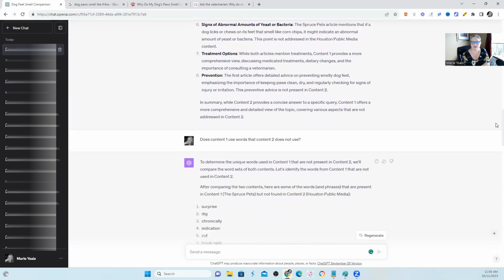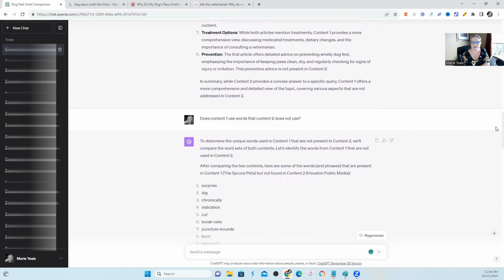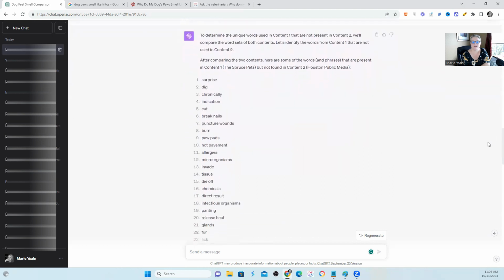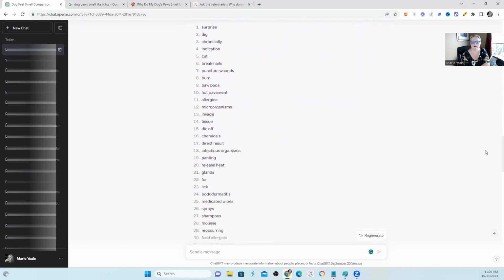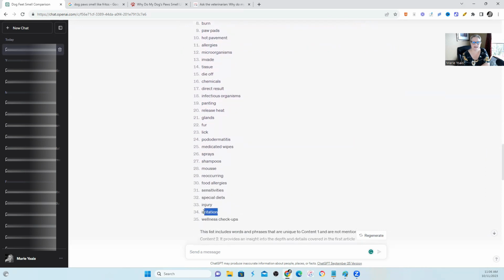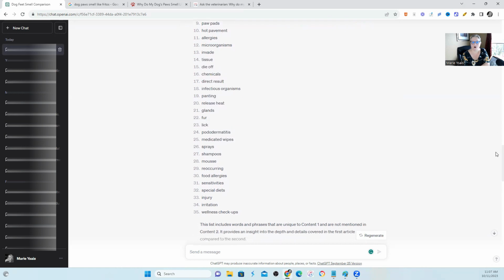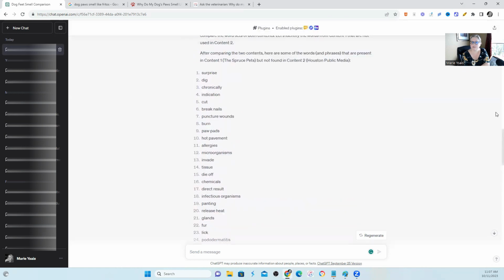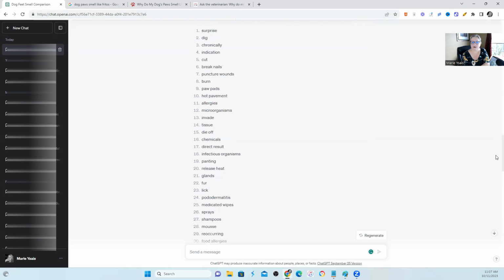Then I asked, does content 1 use words that content 2 does not use? And it gives me a list of the words that are not being used by content 2. You can see irritation, injury, wellness checkups, shampoos, fur, lick, panting, all the words that content 2 doesn't mention at all, which again will help you fill in the content gap if you're having one.